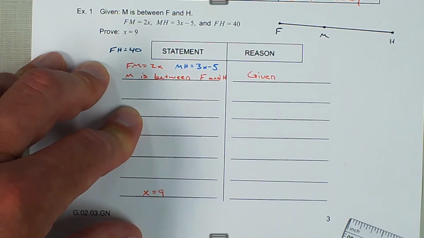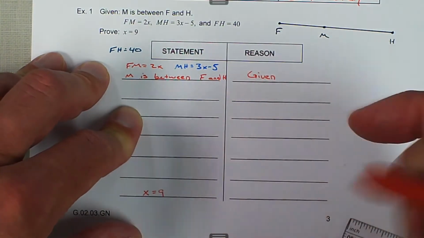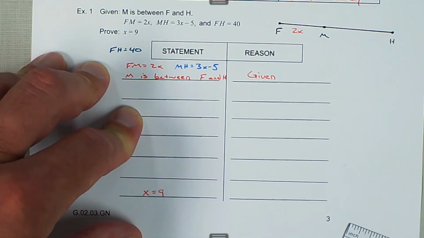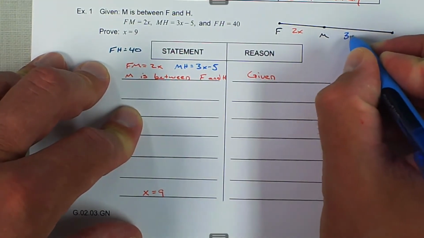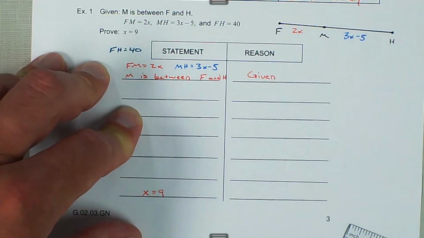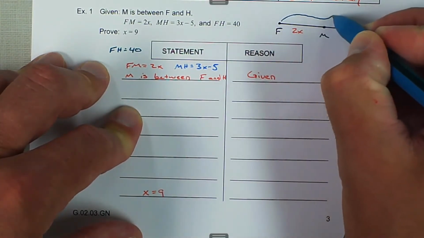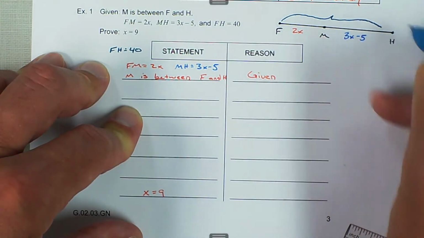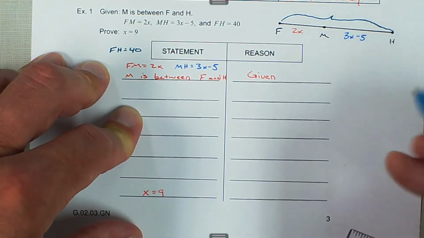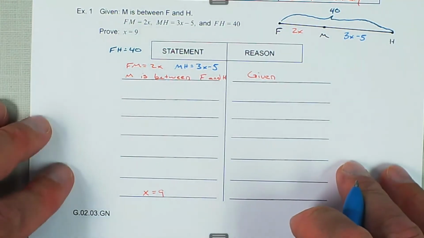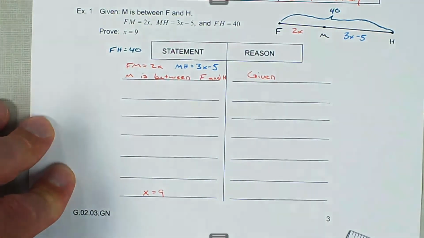And then we want to label our drawing. So we know that FM is 2x. We know that MH is 3x minus 5. And we know that the whole thing, FH, is 40. So we have our drawing. So we have 3 of them done. And now we just got to fill in the stuff in the middle.